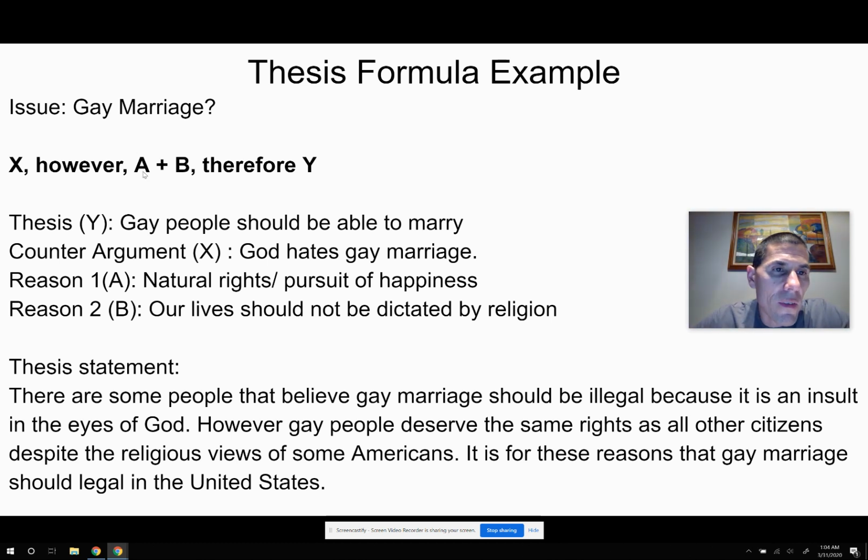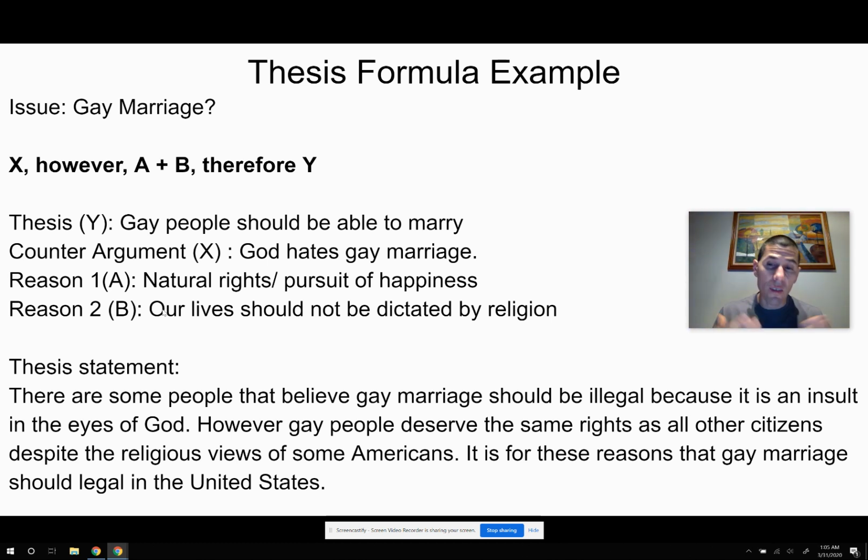Okay. What are the reasons I think I'm correct? Well, we're talking about natural rights here, civil rights. They're citizens like everybody else. So that's one argument. The other argument is that we don't live in a theocracy where religion dictates our lives. There should be some type of wall of separation between people's religions and people's civil liberties.